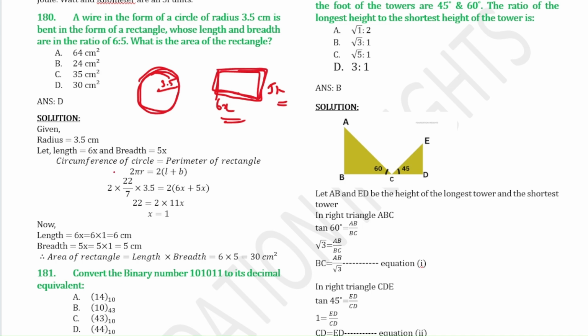So circumference of a circle formula is 2 pi r. Radius is given 3.5, and then perimeter of rectangle formula is 2 bracket L plus B. So L we are considering as 6x because they have given in the ratio format. So we have to find the value of x, and then breadth 5x. So if you solve, you will get the value of x as 1. So the value of length will be 6 into x, how much? 6 into 1 will give you 6 centimeter. Breadth will be 5x. That is 5 into 1 will give you 5 centimeter. So the length is 6 centimeter and the breadth is 5 centimeter. So the area of a rectangle is length into breadth. So 6 into 5 will give you 30 centimeters square.